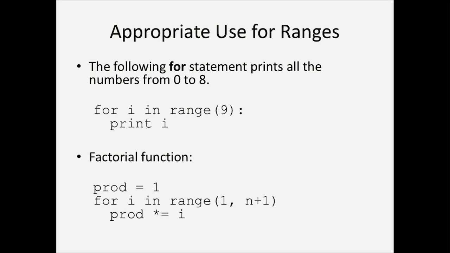There's also something called a factorial function. A factorial of a number is multiplying all the numbers from 1 to n in sequence, all the integers from 1 to n. That's a perfect use for a range. So we start with the value 1, and we multiply by each successive integer in the range 1 to n.